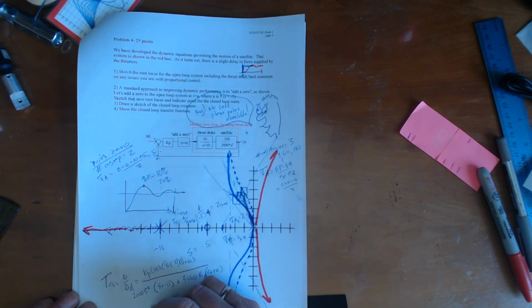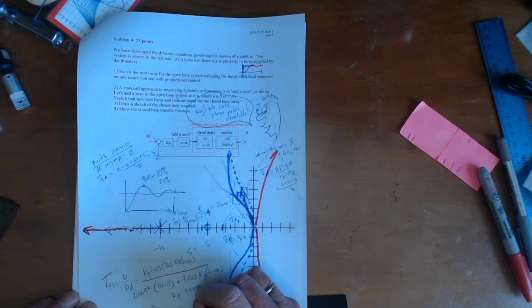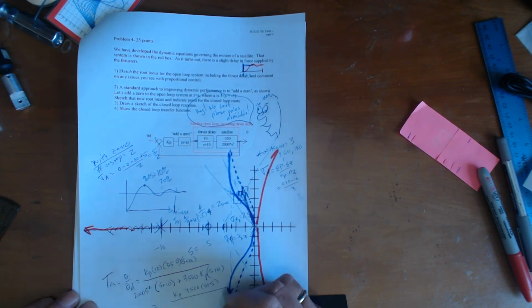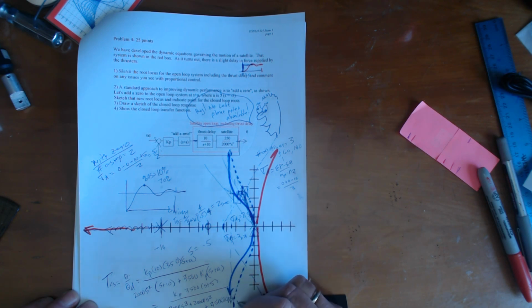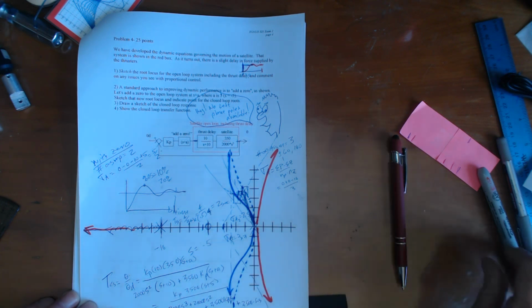In a perfect world, you would write Kp times 3,500 times s plus 5, over 2,000 s cubed plus 20,000 s squared plus 3,500 Kp s plus 3,500 times 5 times s. Right? Okay. So how would I grade this?